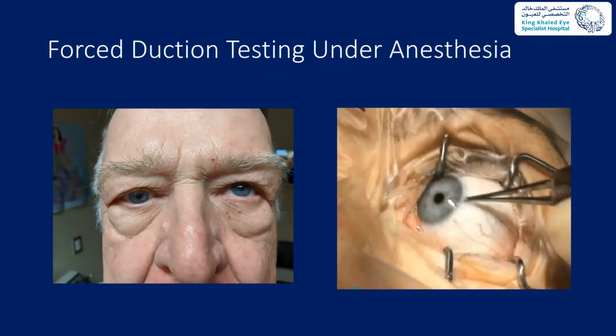And again, I've mentioned the importance of doing forced duction testing under anesthesia in the OR. Is the problem primarily restriction of the right inferior rectus muscle in this case, or is it a problem with the left superior rectus? So after examination in the office, forced duction testing in the OR may be useful in surgical planning.